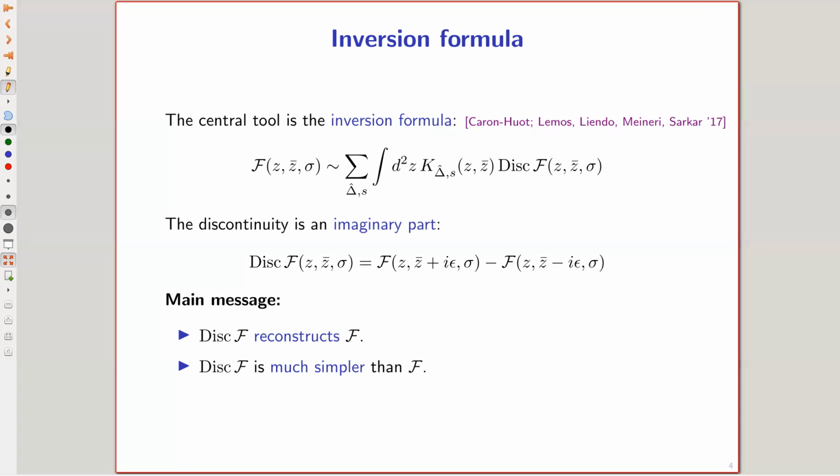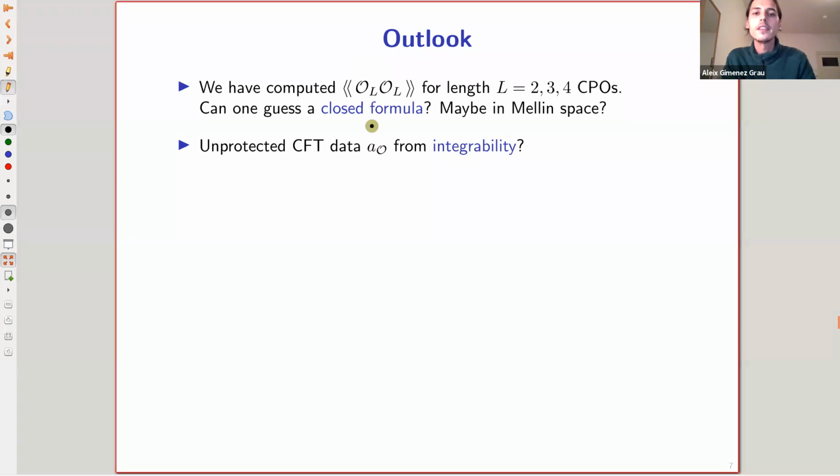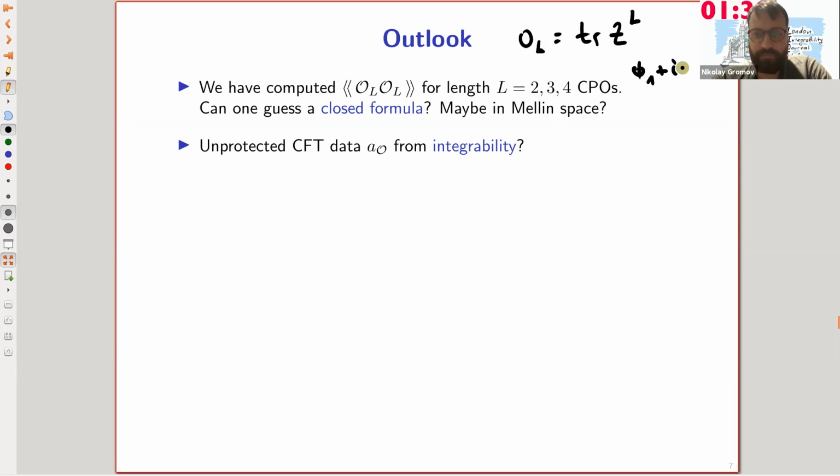What is O_L, capital? What is this? Yeah, this is a length L single-trace operator. Like what is this operator? Yeah, O_L is what many integrability people would call the trace of Z to the L. Ah, and Z is what? Just Phi 1 plus i Phi 2, something like that. That's it. Thank you. So it's just the single-letter half-BPS operator. Thank you.